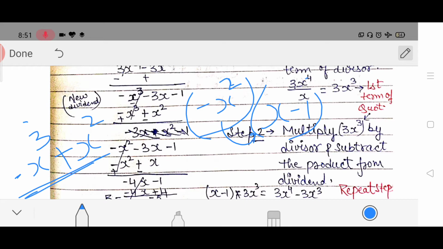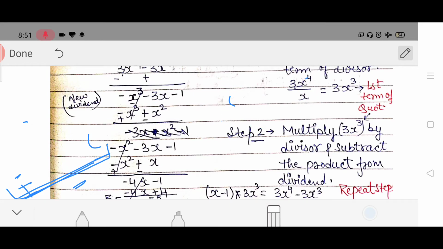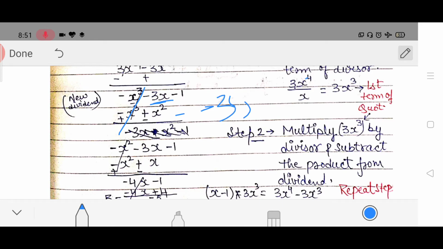So you have to write this term below the dividend, that is minus x cube plus x square, and then you have to subtract it. For subtraction the sign will get reversed, minus becomes positive and positive becomes negative. So I have written it here. Minus x cube plus x cube will cancel out. Minus 3x and minus x square are unlike terms with different variables, so you cannot subtract them. You have to note it down as it is.